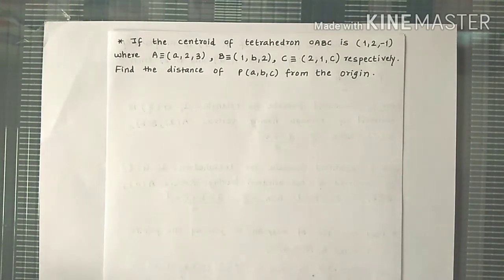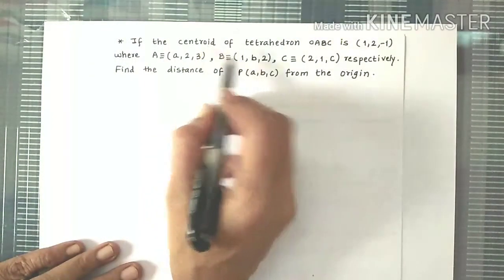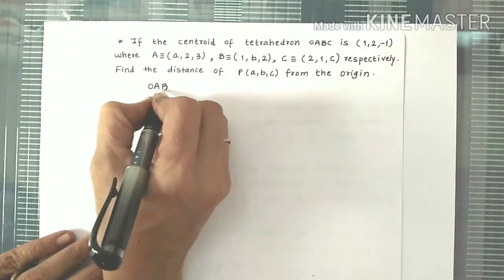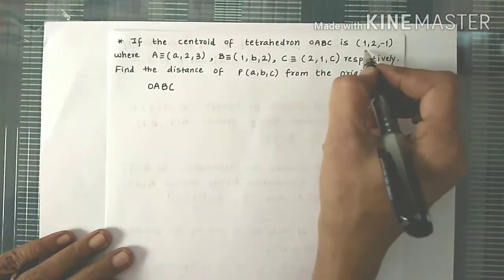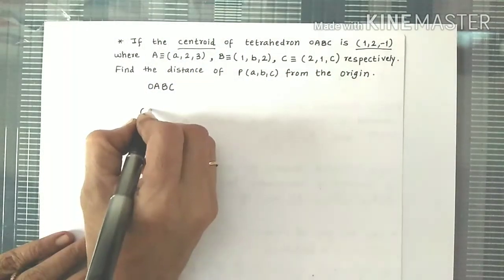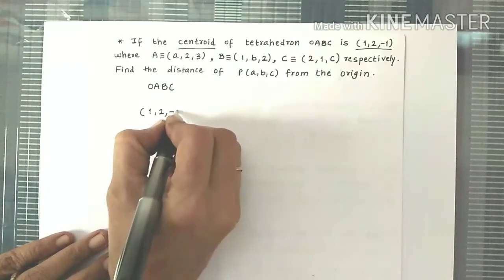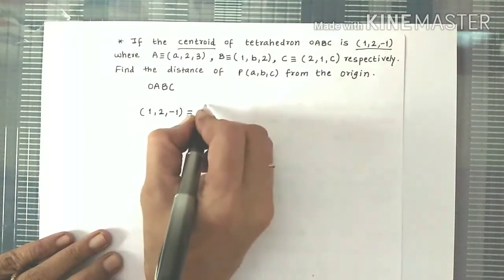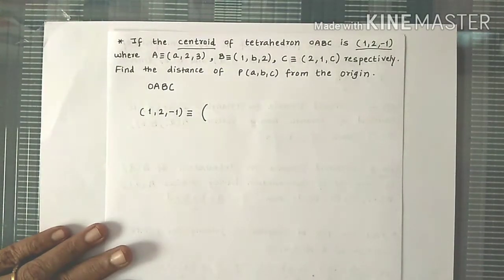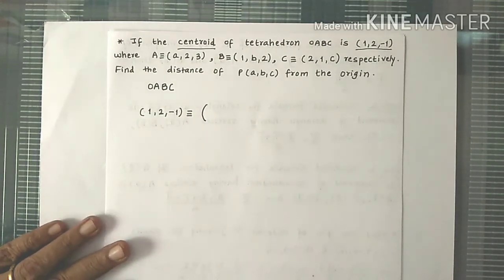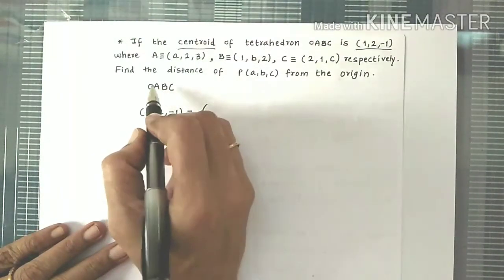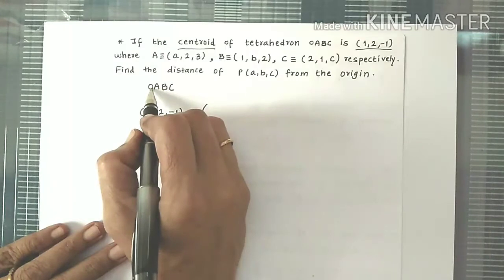So to find the values of a, b and c, let's use the centroid formula for a tetrahedron. The tetrahedron is OABC and the centroid is (1, 2, -1). So the first step is always to write the formula, and using the formula here I am equating with the right hand side, that is the section formula, the centroid formula of a tetrahedron in terms of the coordinates. Now one of the vertices is O, so the coordinates are (0, 0, 0).